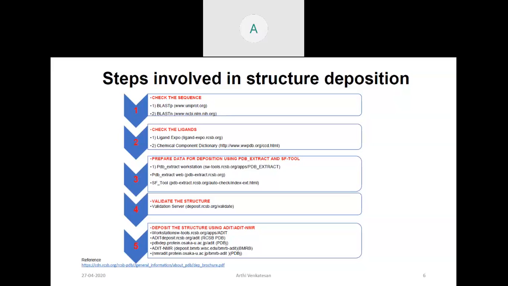And the next thing is to validate the structure. Once you have done deposition, then you need to check for validation. You have already done it through the electron density map and everything, and again in RCSB they will be checking the structure. If it is not good, they will be rejecting the structure. So that is the major concept.